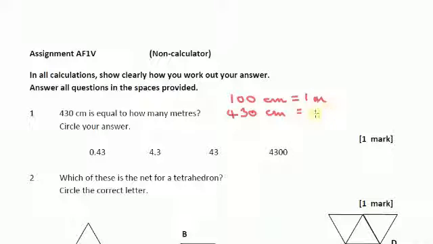So it will be 430 divided by 100, which you move the point 2 places, you get 4.3 meters. So looking at the choices of answer, we see that this is the correct answer here. And we move on to number 2.